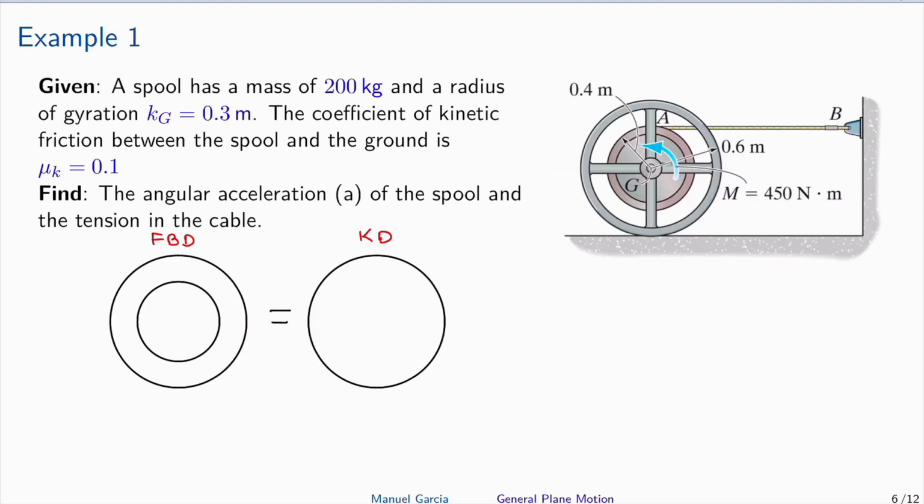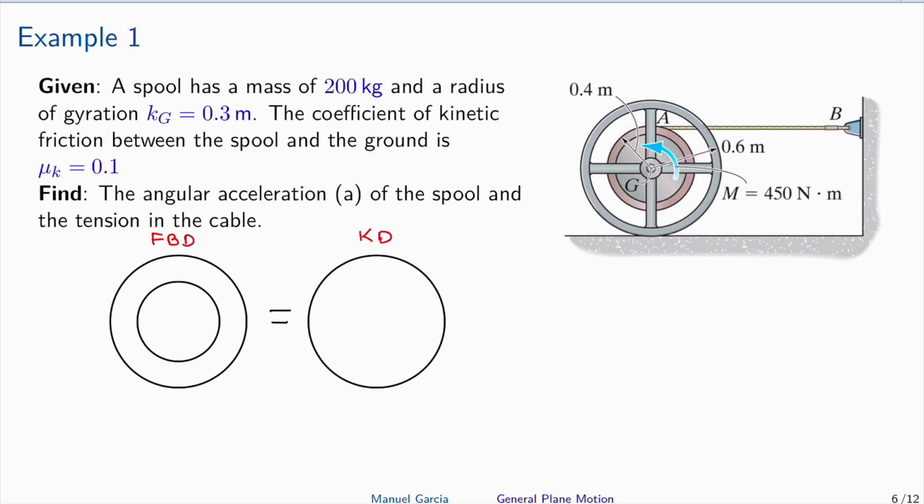This is an example of how we can approach problems involving rotation and translation. In this example we have a spool, and the spool has a mass of 200 kilograms and a radius of gyration of 0.3 meters, and the coefficient of kinetic friction between the spool and the ground is 0.1. So they are already telling us kinetic friction, so it must be slipping. And we need to find the angular acceleration of the spool, and notice that the acceleration is in this direction, so what's the meaning of that?